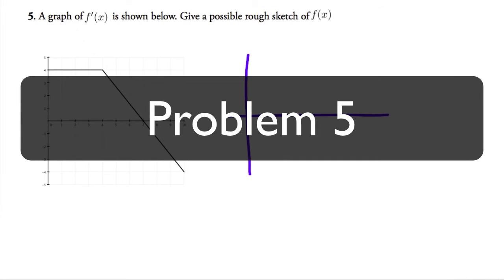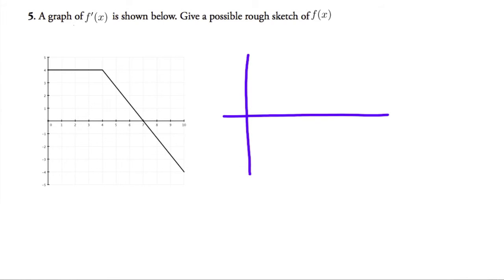Okay, so we have here, it says a graph of f prime of x is shown. So we're assuming this right here is f prime of x. And we're being asked to give a possible rough sketch of f of x. So basically it's asking us for one of the antiderivatives of this function. And pretty much what we're doing is the same thing that we did when we graphed derivatives, just backwards.